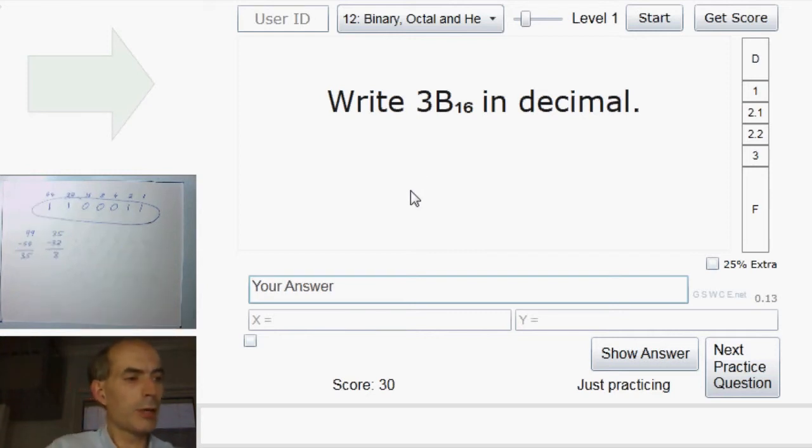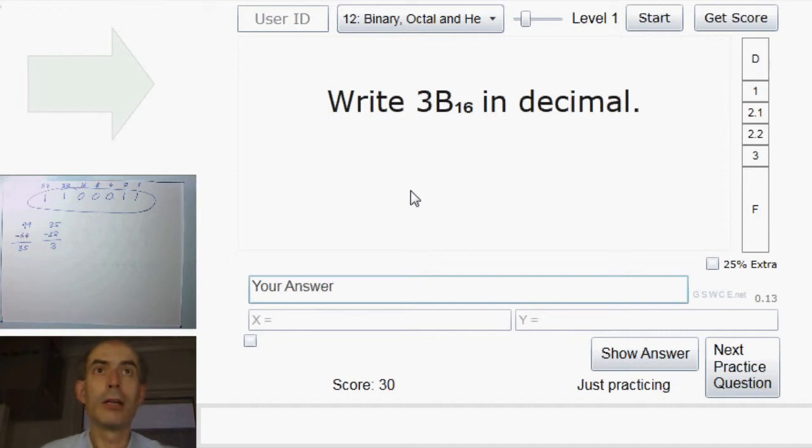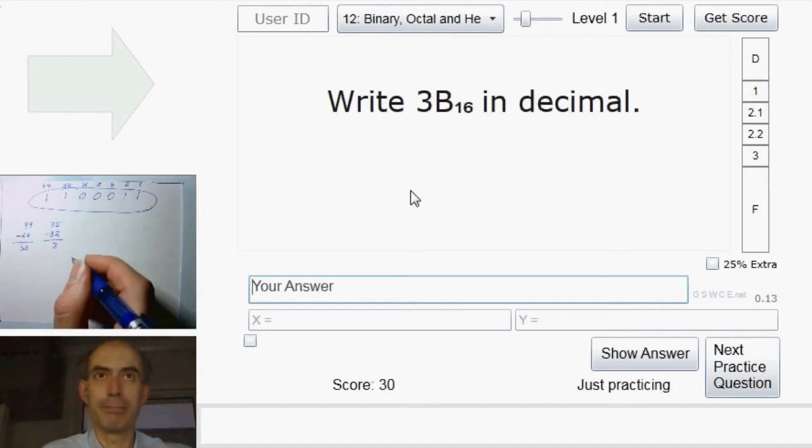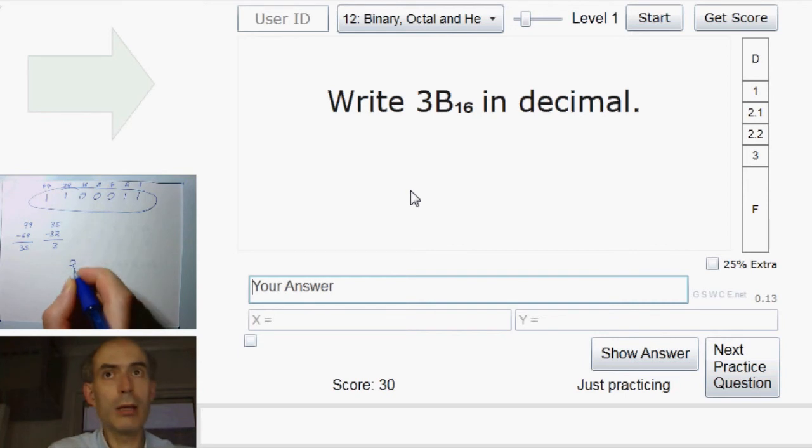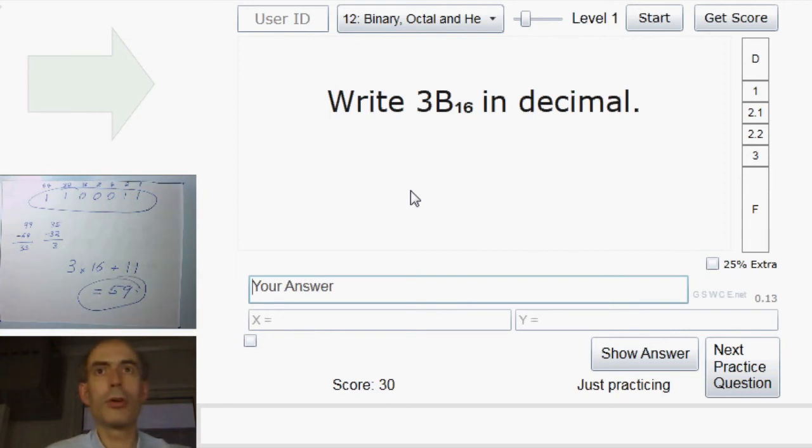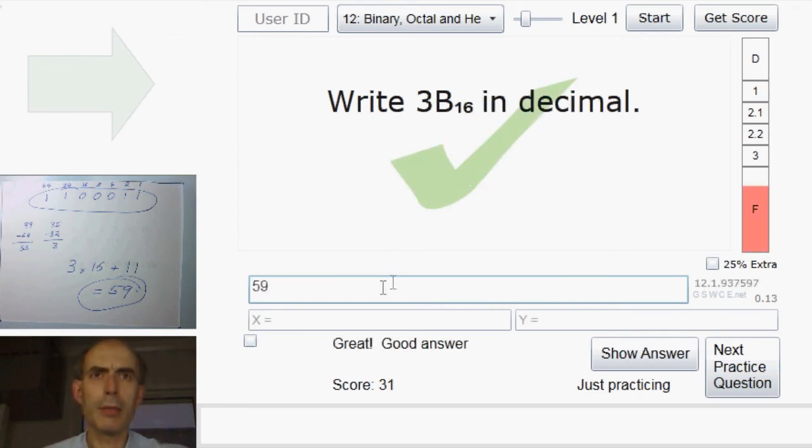3B in hexadecimal, in decimal. Now we're using the extension to the counting from 0 to 9 that we need for hexadecimal numbers. We count 0 to 9, A, B, C, D, E, F, and then we go to 10 in hexadecimal. And B is 11. So what we have here is 3 in the 16s column plus 11 in the units column. So it's 3 times 16, which is 48, plus 11, making 59. So in decimal, it's just 59. Okay, that's about it for level 1.